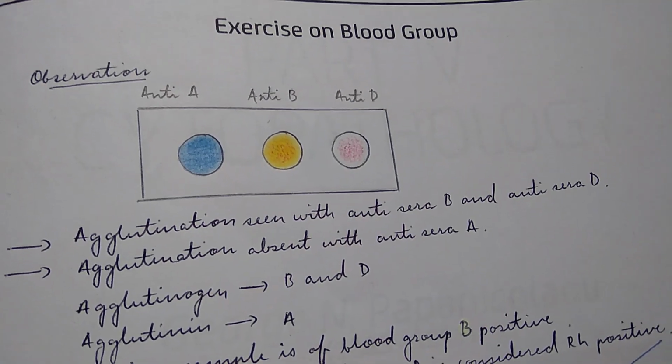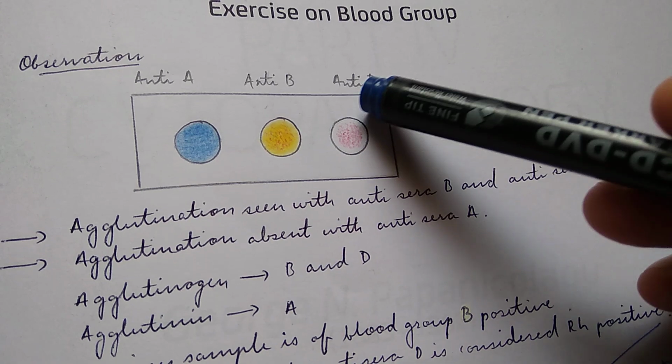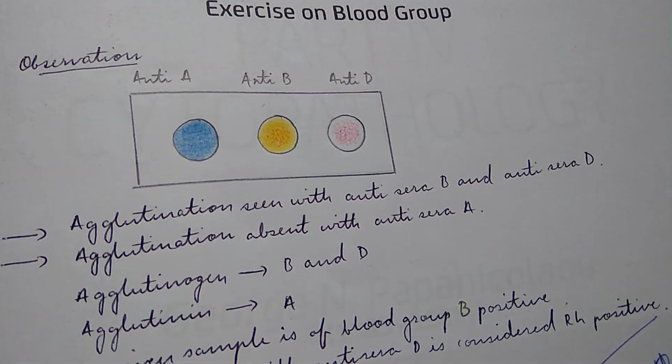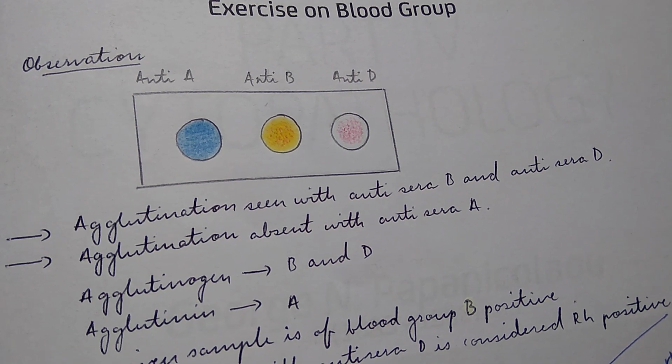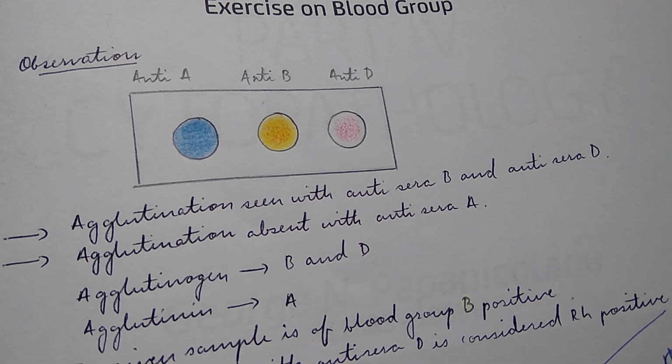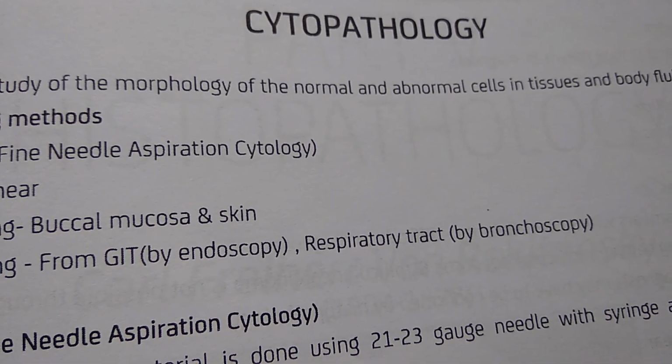So how will you determine blood group? This is important. You should put a lot of blood and agglutinate it properly, okay? Then you should be sure about the agglutination. Don't be a maybe. Let it be a perfect agglutination. Moving on to cytopathology, guys.